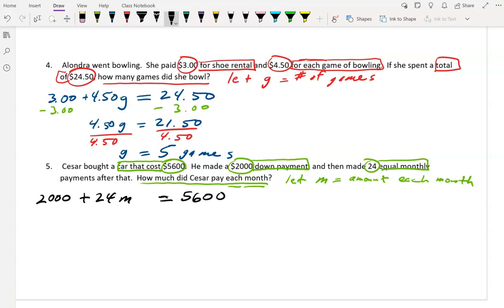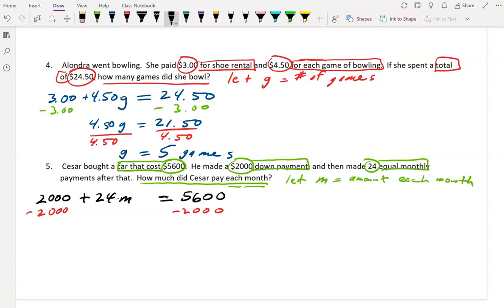So now, to solve this equation, we simply begin by undoing the adding first. So we're going to undo the adding of 2,000. Now you might think we have to undo the 24 adding of that, but that's not being added to the variable. It is being multiplied by the variable. So we have to undo the other part. We're going to undo the addition by subtracting 2,000 from both sides of the equation.